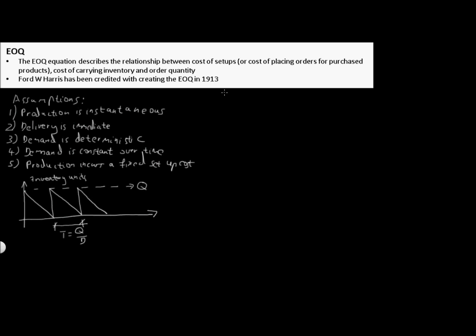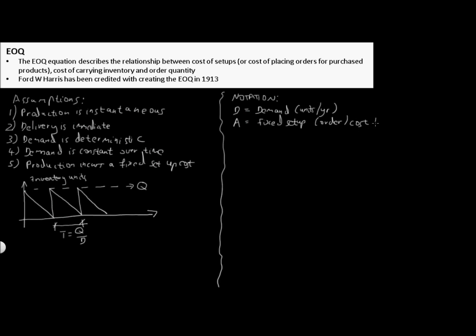Okay, so now let's have a look at some notation. The first piece we've mentioned before, D, is our demand, and this is given in units per year. A is our fixed setup cost. It's our order cost in a purchase environment. So it's either the fixed setup cost to produce, or the order cost to purchase a lot. And this is given in terms of dollars per lot.